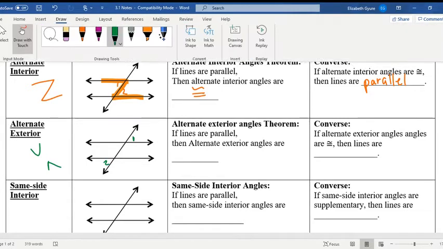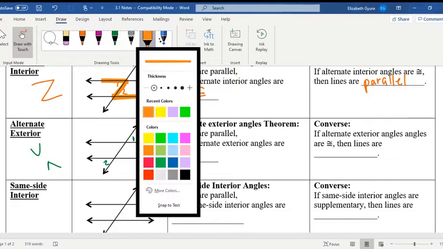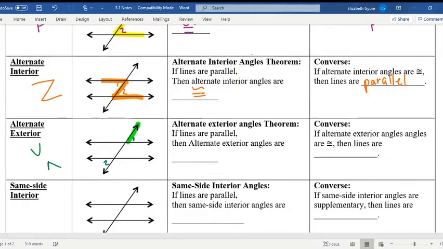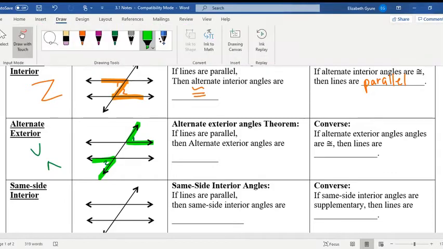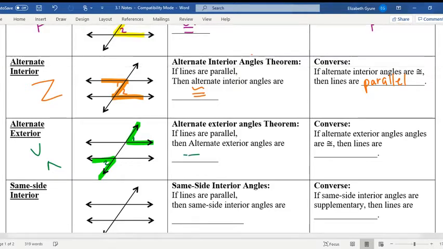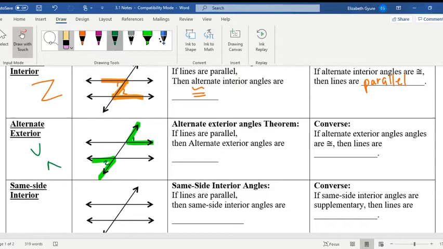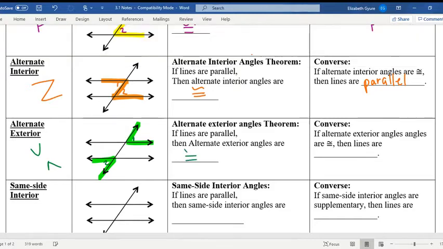If you box those corners in, one makes a V going up and to the right. You box this one in, it makes a V going the opposite direction. So you have your opposite V shapes. For these, if our lines are parallel, then our alternate exterior angles are also congruent. Except I'm not doing a good job at drawing congruent symbols today. There we go.